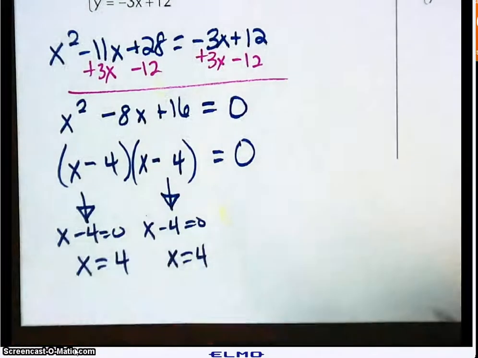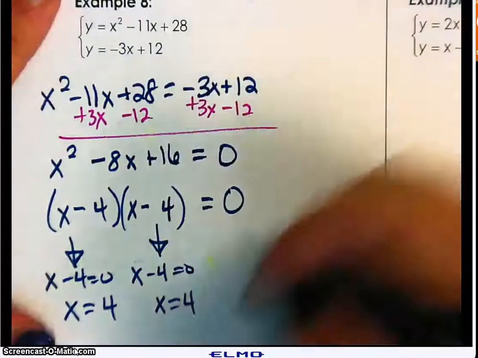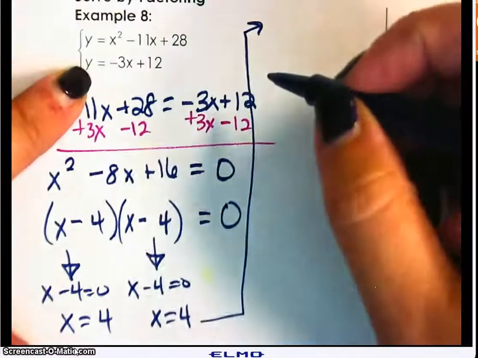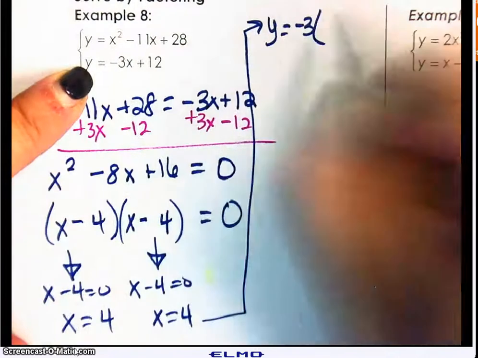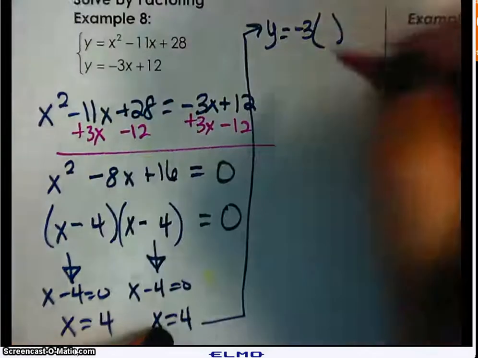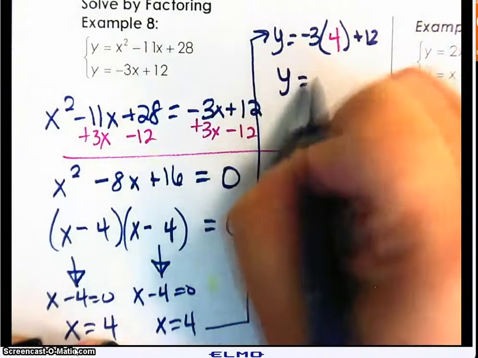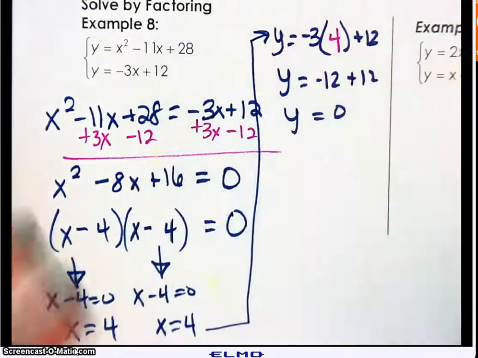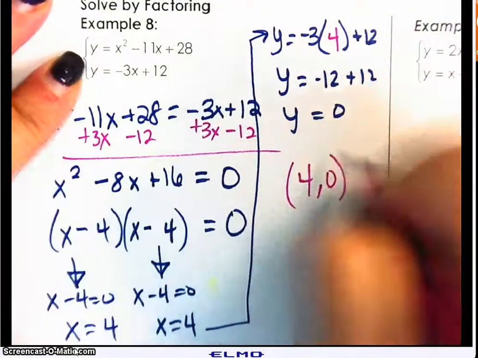Okay, so x is 4. I don't really need both of them, but I do need to find my y value. So I have to plug it back in. And you're going to substitute it back in to the linear. So instead of x, we're going to have y equals negative 3 times, what did we find for our x? And then it's plus 12. So my y value is 0. And now I've got myself an ordered pair. So my answer is 4, 0.